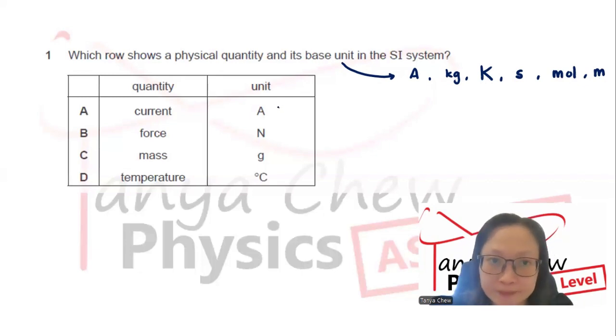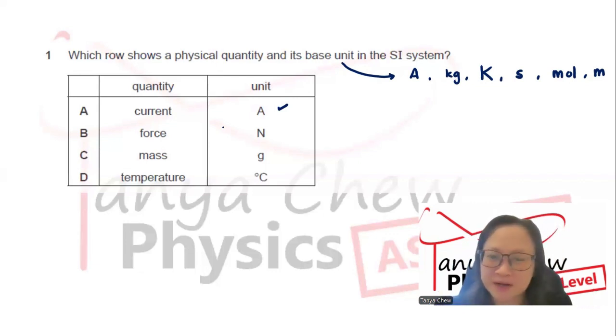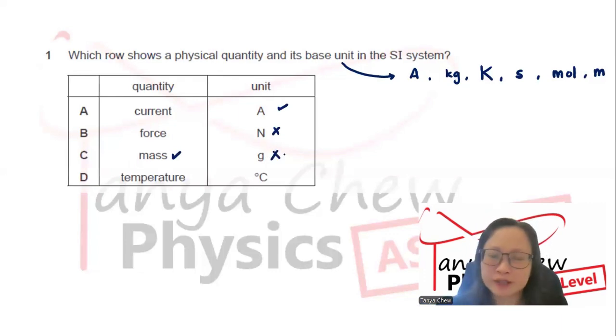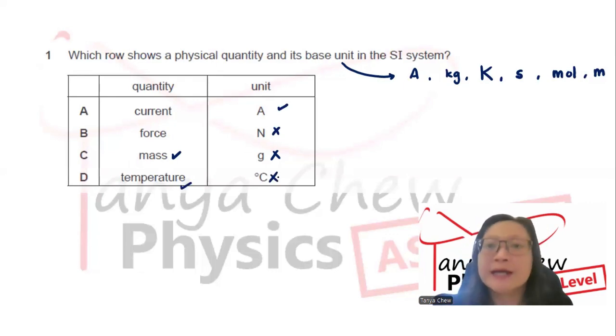Current, the unit is ampere, which is true. What about B? Force. Force is a physical quantity, but in terms of base unit, Newton is not a base unit. Newton is called a derived unit. What about mass? Mass is a physical quantity, and the unit of mass is gram? No, gram is not a base unit. Kilogram is the base unit. What about the temperature? Yes, temperature is a physical quantity, but degrees Celsius is not a base unit. Kelvin is the base unit of temperature. Therefore, the answer is A.